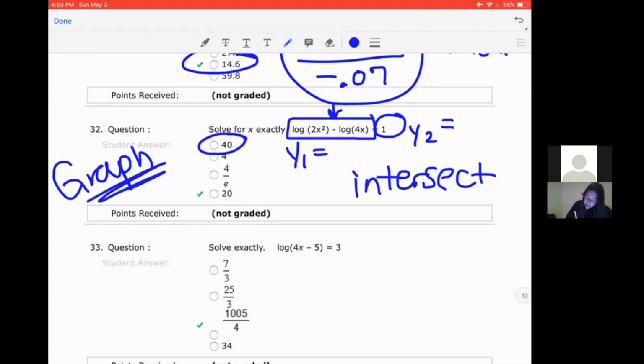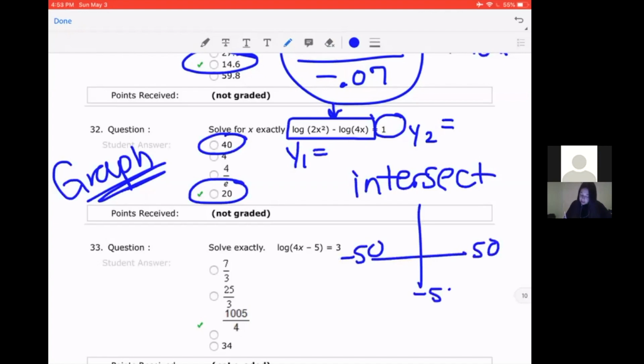But please keep in mind, look at the answer options that you have. Make your window big enough. So if the biggest answer choice is 40, I would make your window at least 50 all the way around. Okay, so that means going from negative 50 to 50, y min negative 50, y max of 50. All right, so make sure you have a big enough window.